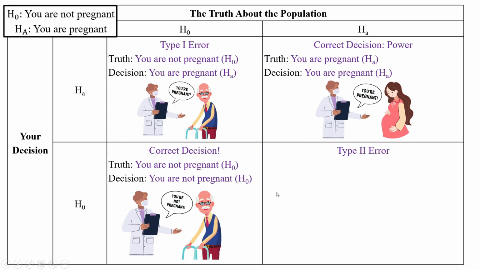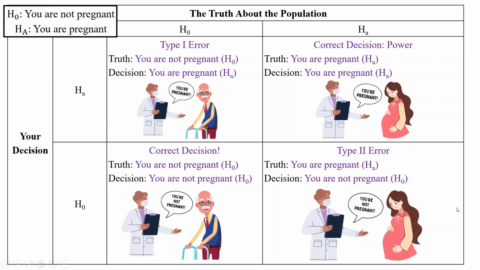A type 2 error is kind of vice versa, right? The truth is you are pregnant, but the decision is that you are not pregnant. Okay. So the truth is the alternative, but you decide to fail to reject the null, say that you are not pregnant, and this is what that would look like. Telling the pregnant woman, you are not pregnant. Okay.